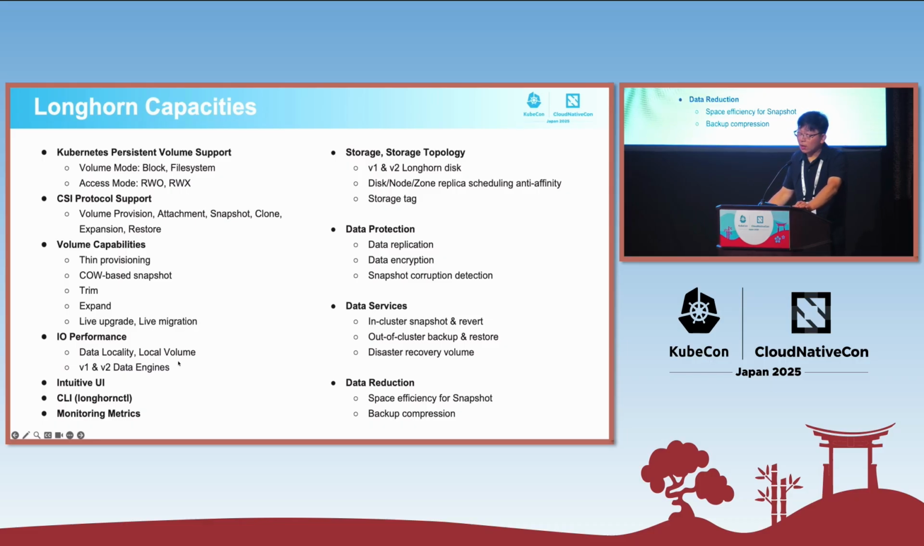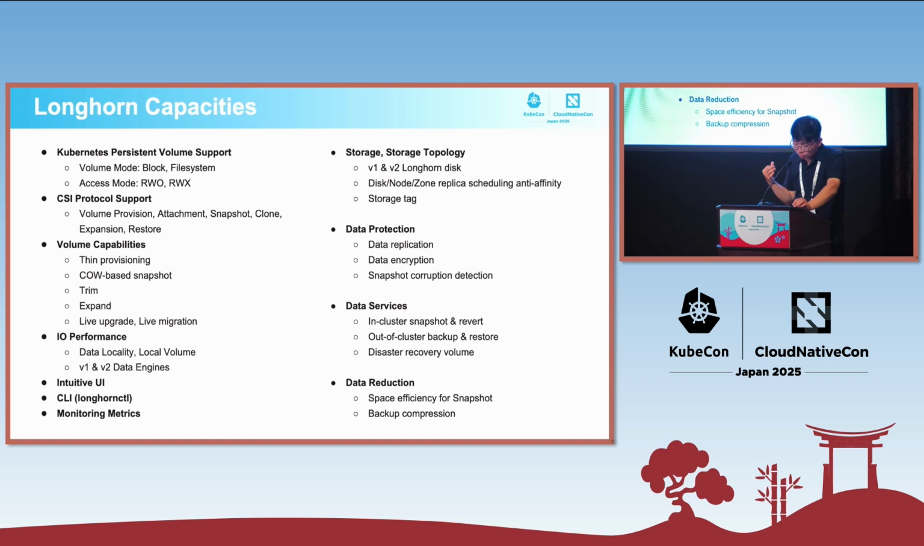The V1 volume cannot offer good performance, so we introduced the V2 data engine. The V2 data engine's performance is very promising, and you will see the numbers later. We also provide an intuitive UI, so you can operate Longhorn on the UI. We also support the CLI. The CLI can help you install the requirements and check your environments. We also have some rescue functionality and other volume operations in the CLI.